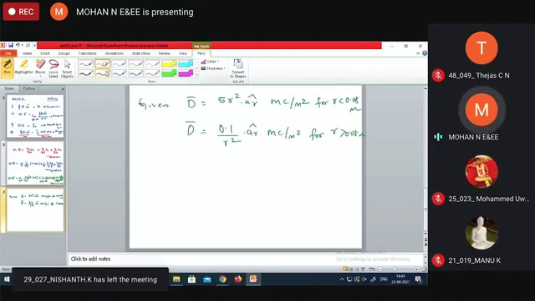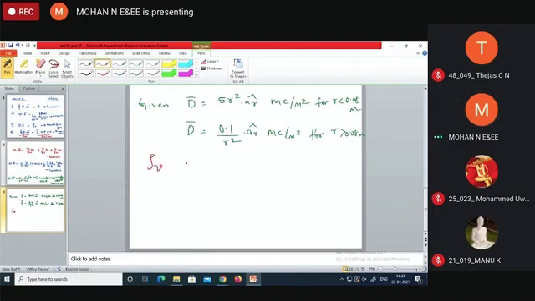You are supposed to find the charge density rho v when r is equal to 0.06 meters. And again, you are supposed to find the charge density rho v when r is equal to 0.1 meters. This is the first question, then this is the second question.